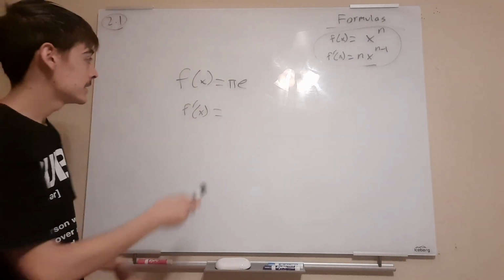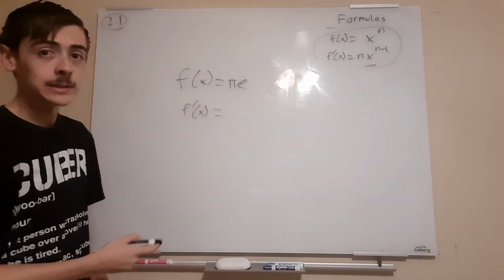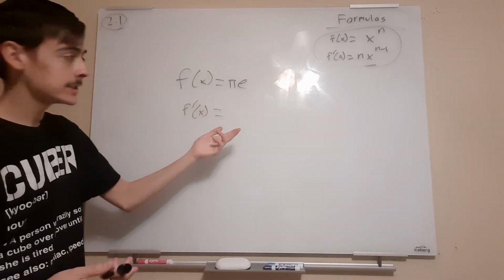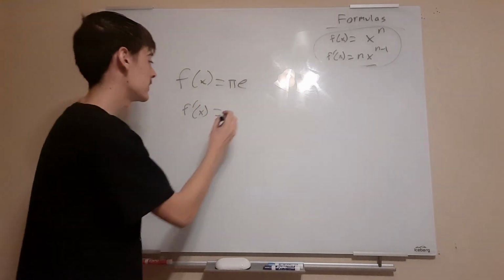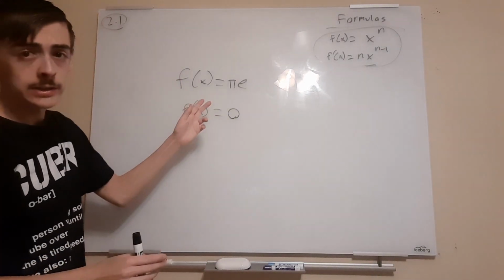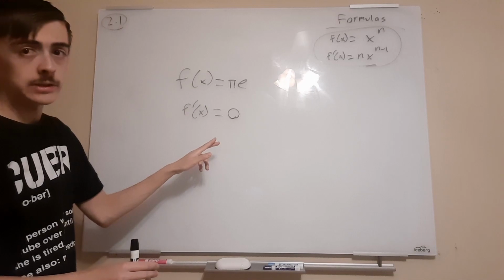And even in this case, f of x equals pi e. But just notice, pi and e are both constants. Even though they're really weird constants, they're still just constants. So the derivative of that is just going to equal 0. So the thing to remember, if you derive a constant on its own, it's always going to be 0.